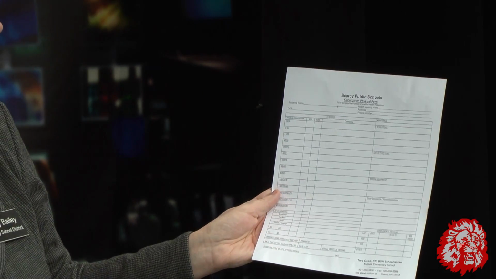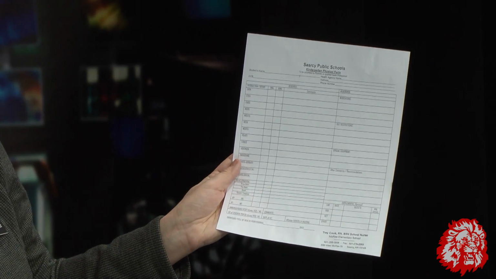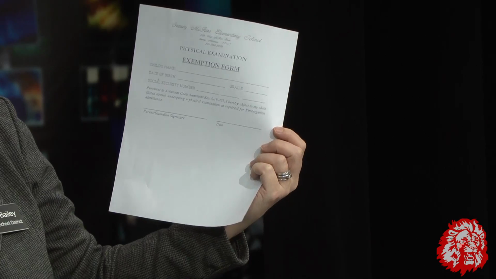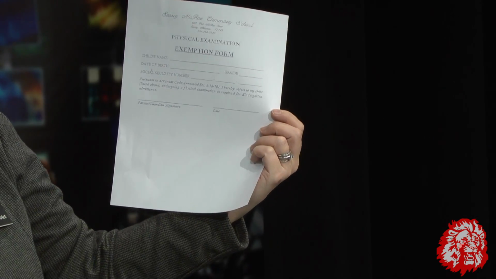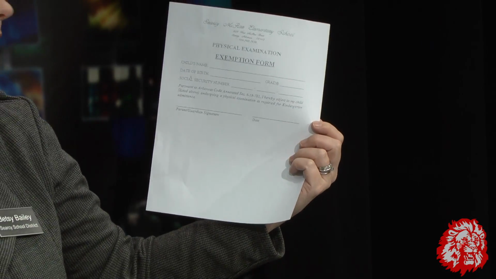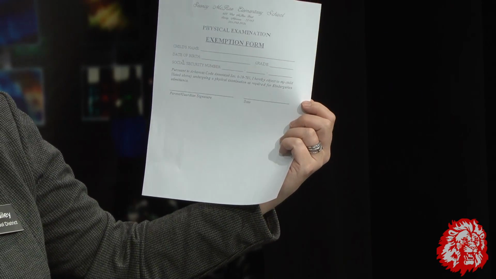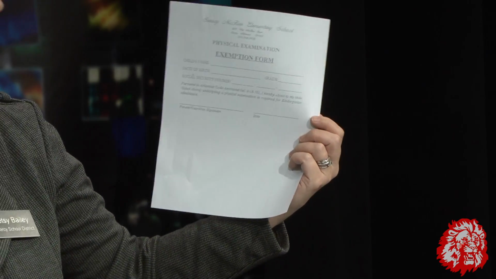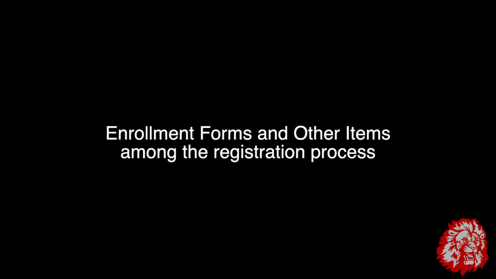You will find the kindergarten physical form that you will need to take with you to your medical provider. If you object to having your child have a physical performed, you must fill out this physical examination exemption form that includes your child's name, date of birth, grade level, social security number. Pursuant to Arkansas Code Annotated 6-18-701, I hereby object to my child undergoing a physical examination as required for kindergarten admittance.